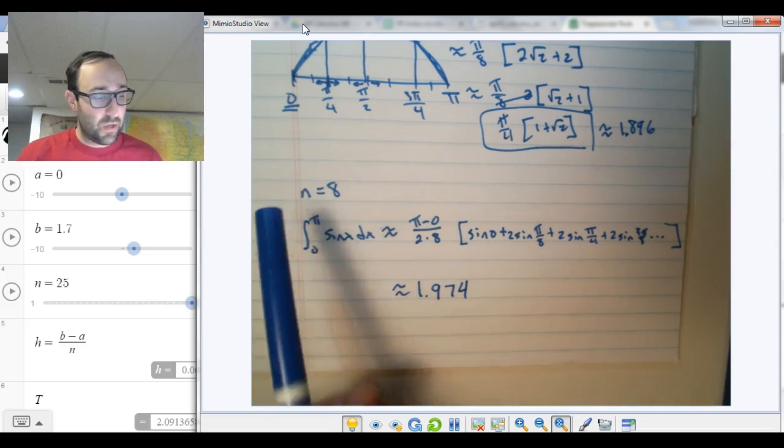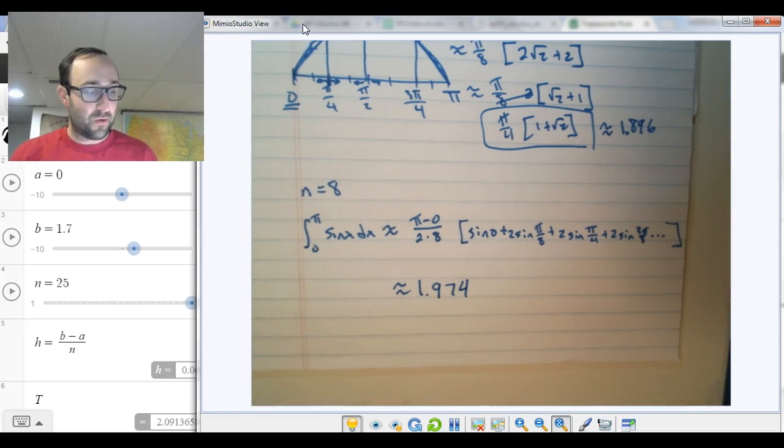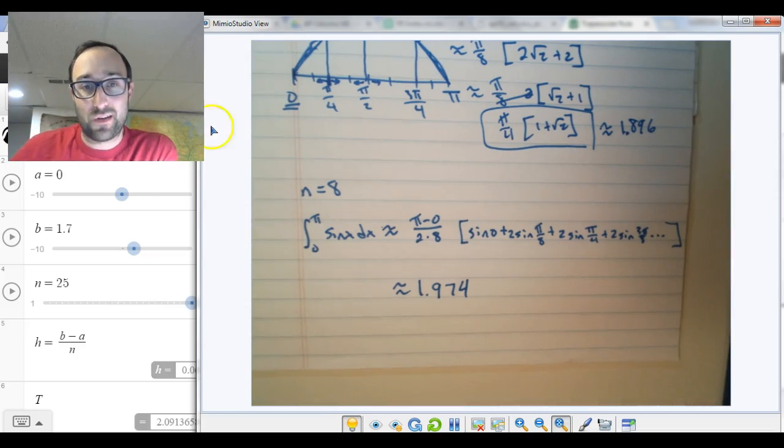Okay, so see if you can do the integral of sine x dx when you have 8 trapezoids, and see if you come up with about 1.974. Alright, good luck.